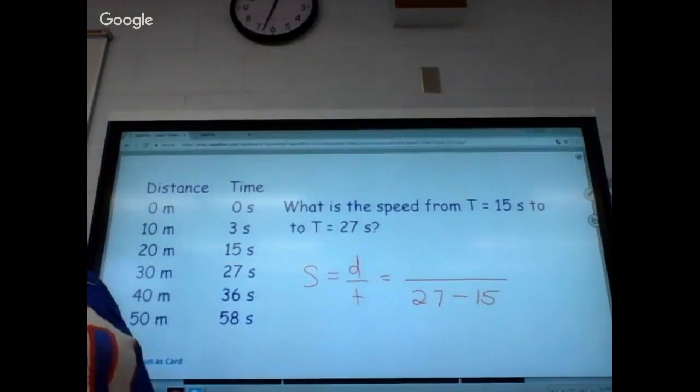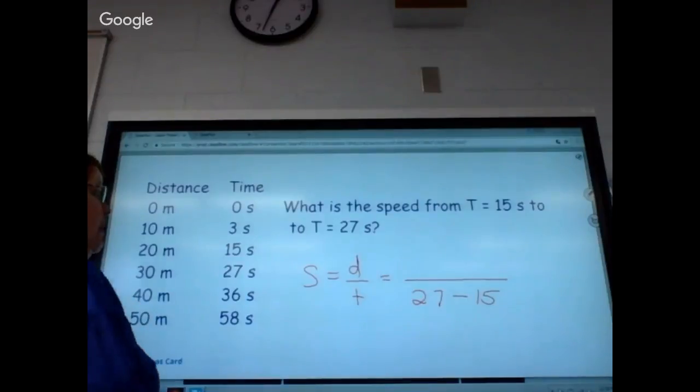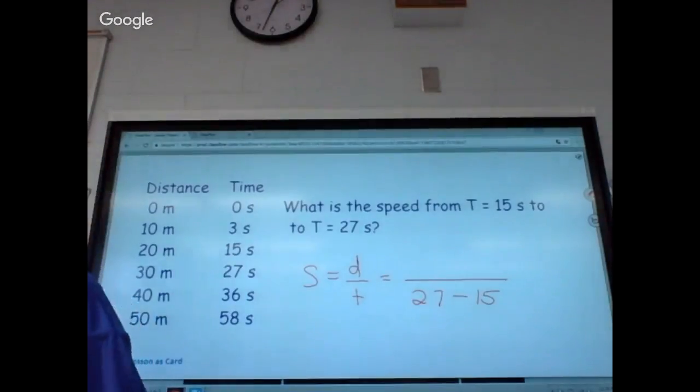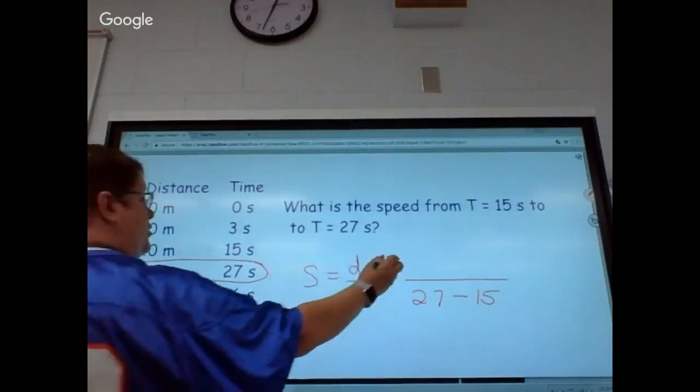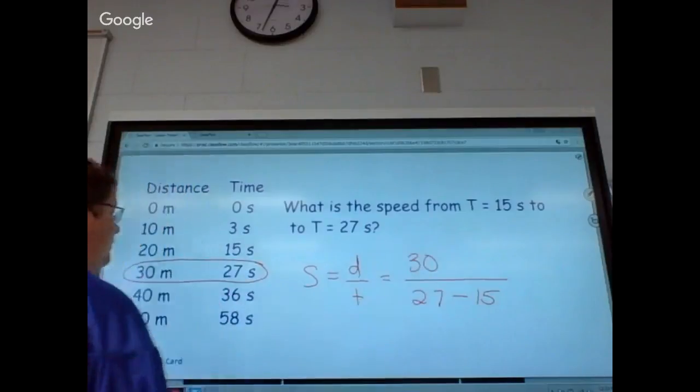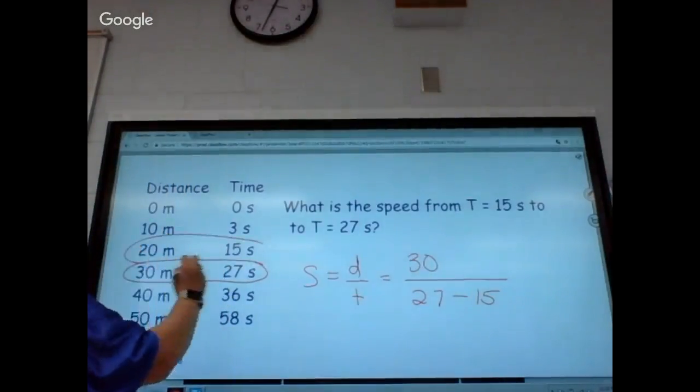Now, we need the distances. Where do we get the distances from? The other side. Over here in the chart, we've got to find it. So 27 matches up with what distance? 30. So 30 goes with the 27, and the 15 goes with what? With the 20.